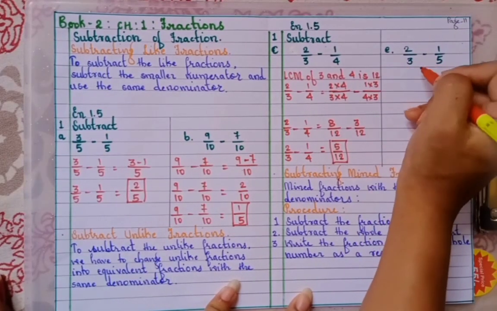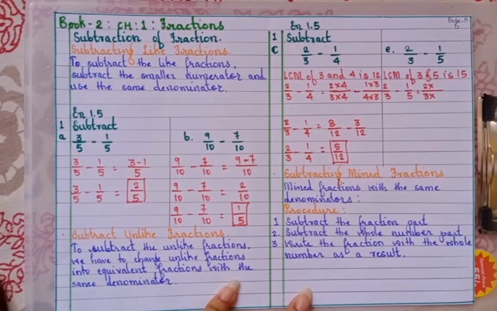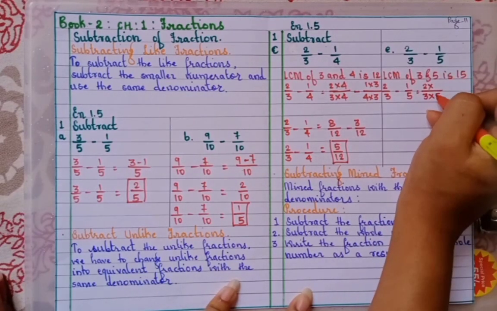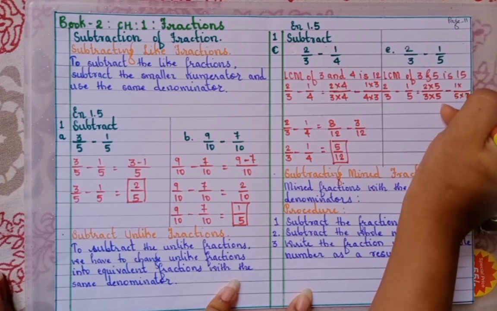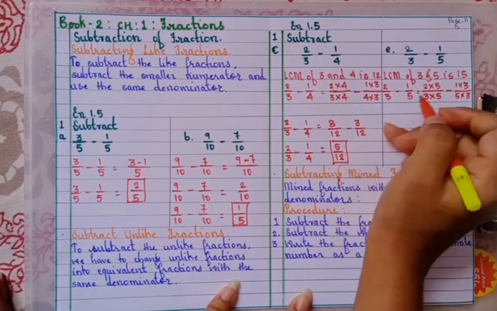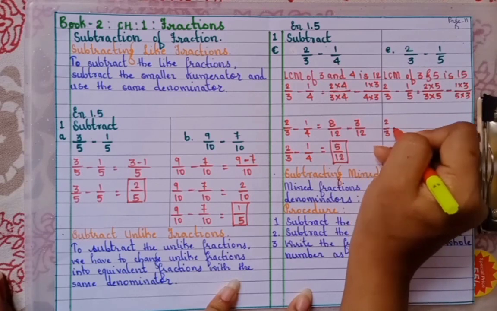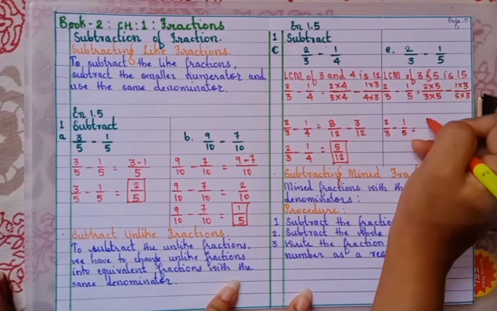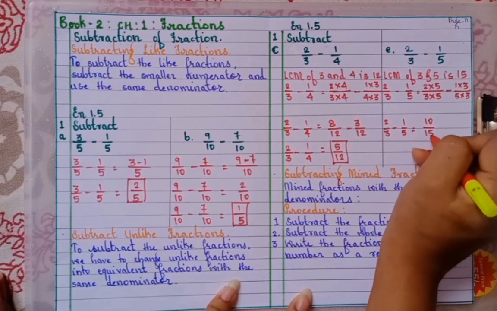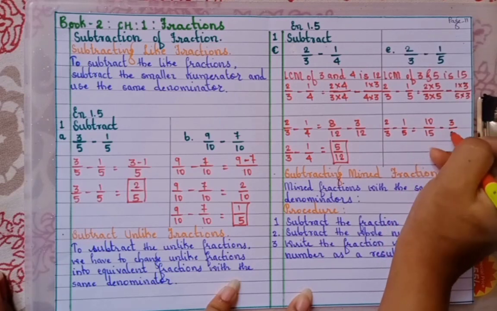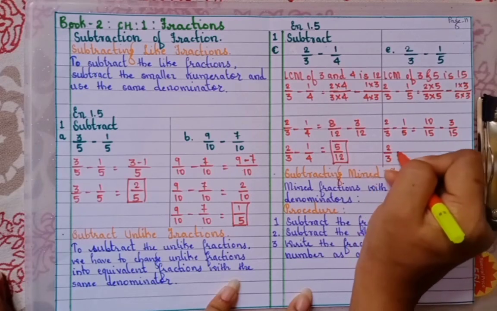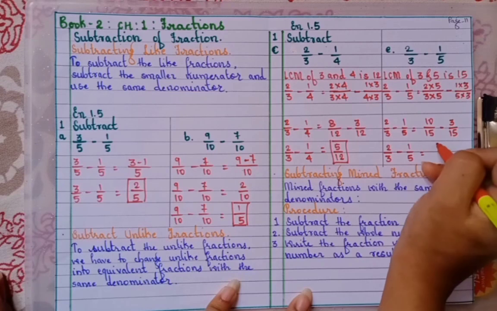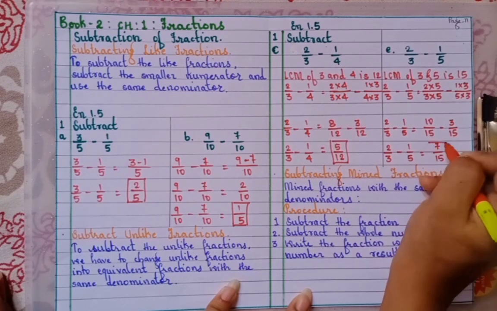The LCM of 3 and 5 is 15. To make the denominator 15, 3 fives are 15, so 2 fives are 10, minus 1 by 5, and we multiply this by 3, and the numerator also by 3. Therefore 2 by 3 minus 1 by 5 equals 5 twos are 10 divided by 15, minus 3 ones are 3 divided by 15. The final answer is 2 by 3 minus 1 by 5 equals 7 by 15, and hence the answer.